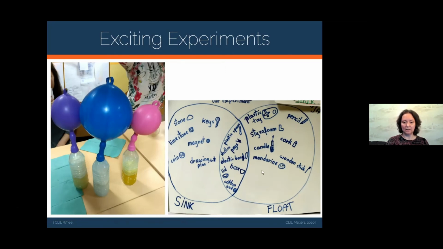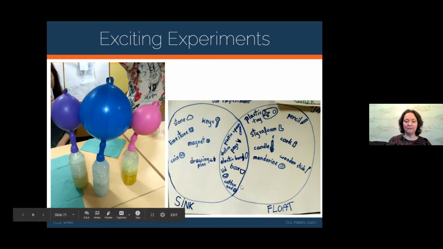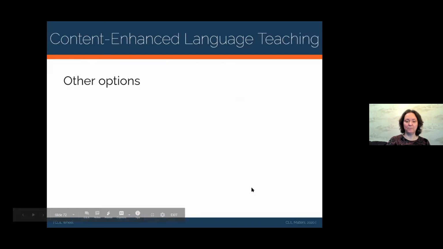So you see there is a lot of vocabulary, but the students had to predict whether something is going to float or sink. We had a bowl with water. There was a lot of fun. And as you see, we made a Venn diagram, putting some stuff here in between. Okay, so recycling is important.